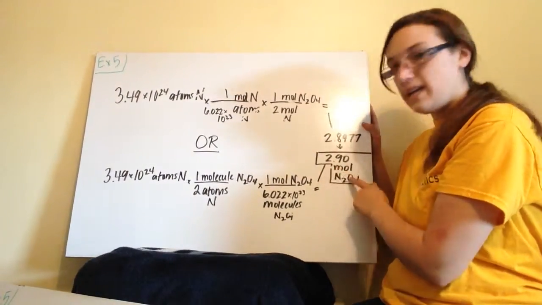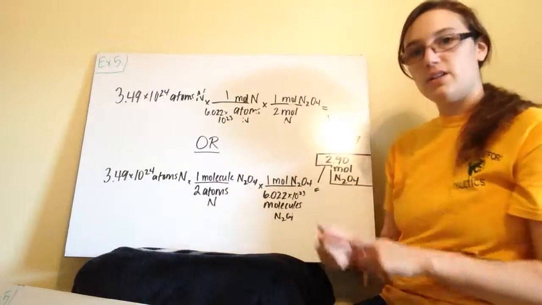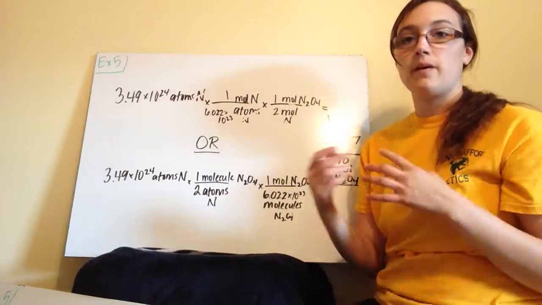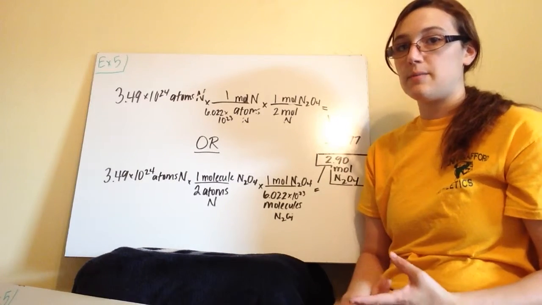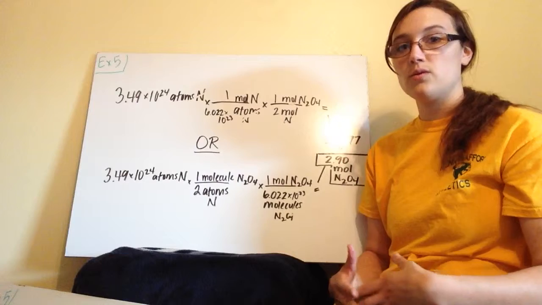So we have 2.90 moles of N2O4. So we went from atoms, and then our answer has a unit and a substance, right? 2.90 moles of N2O4.